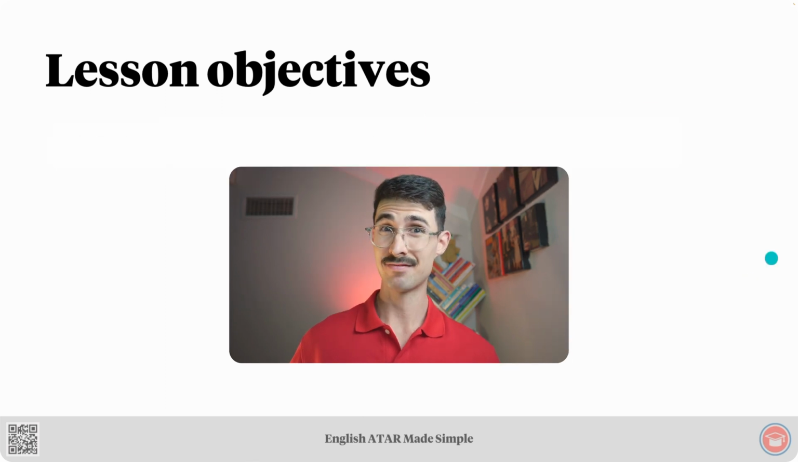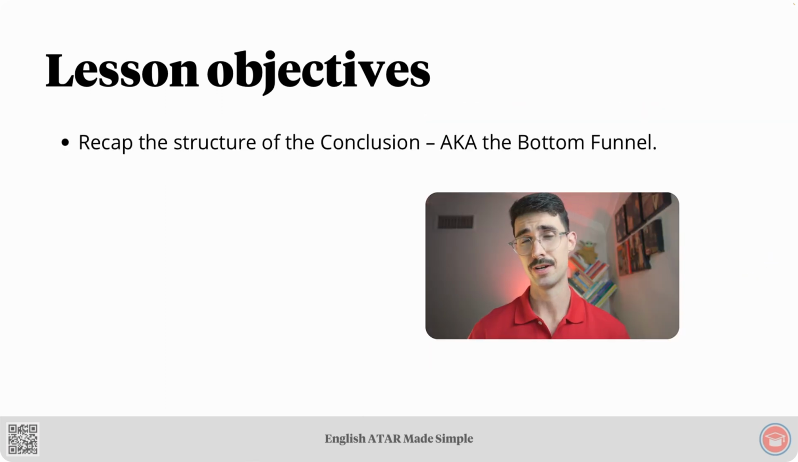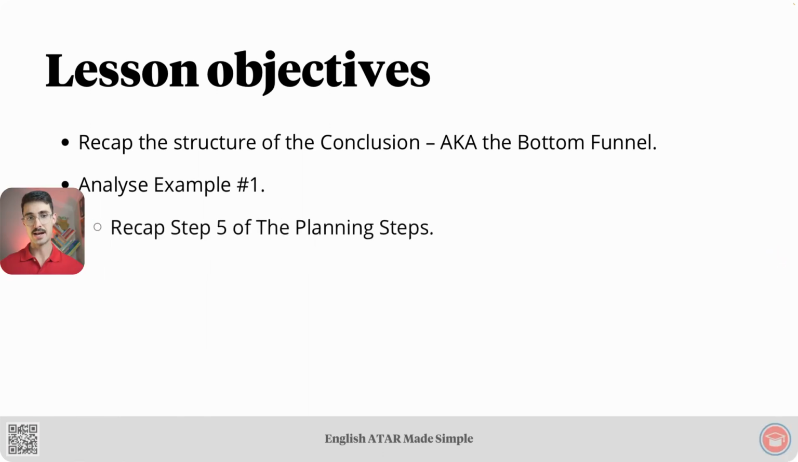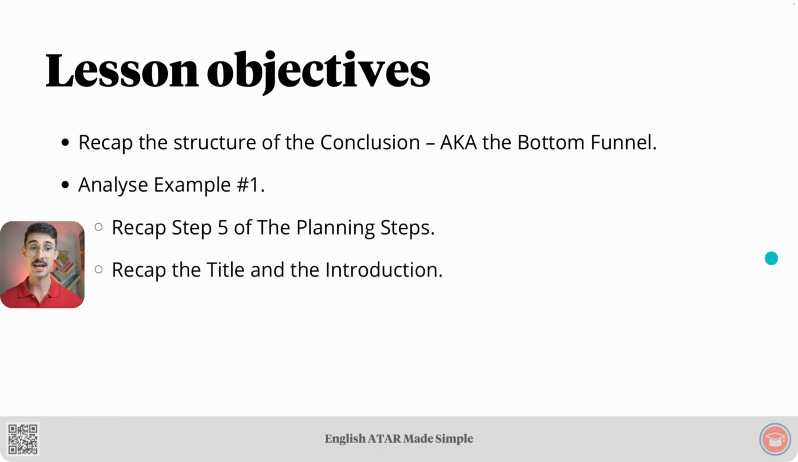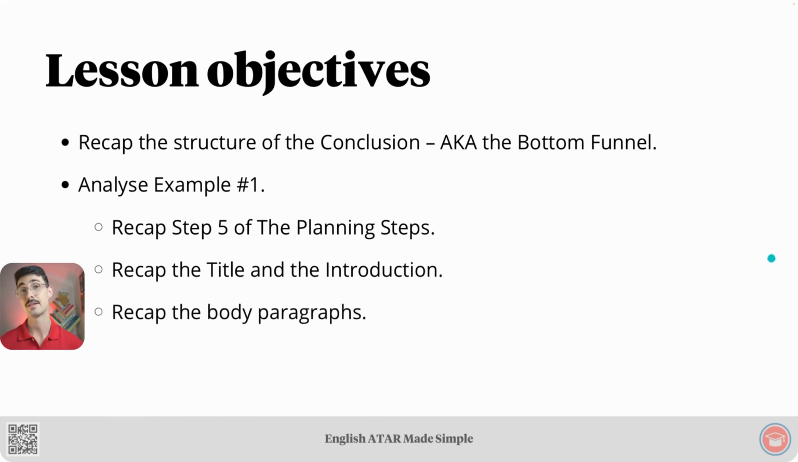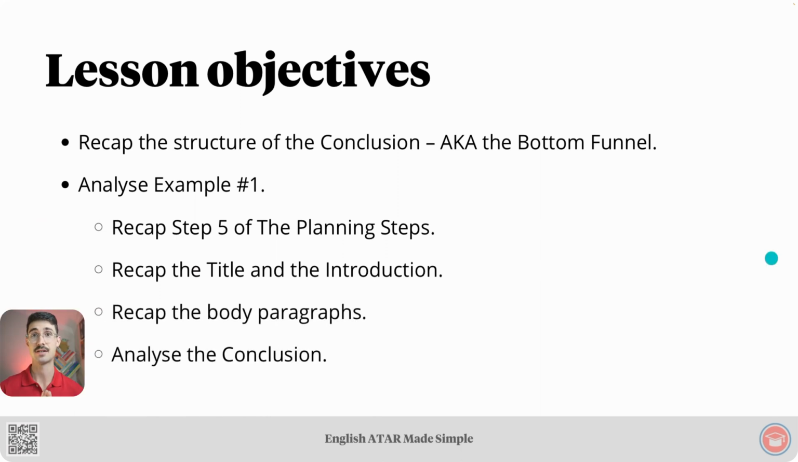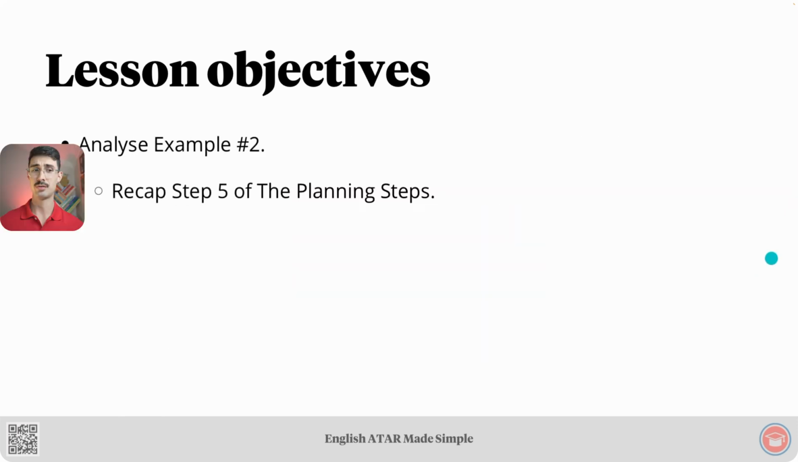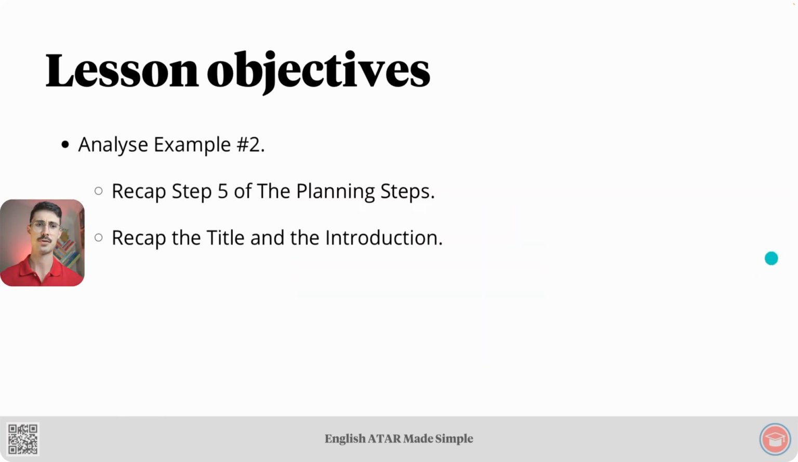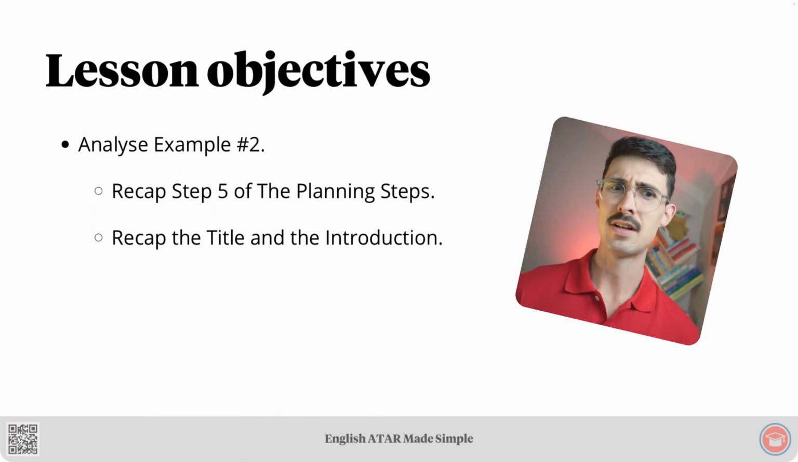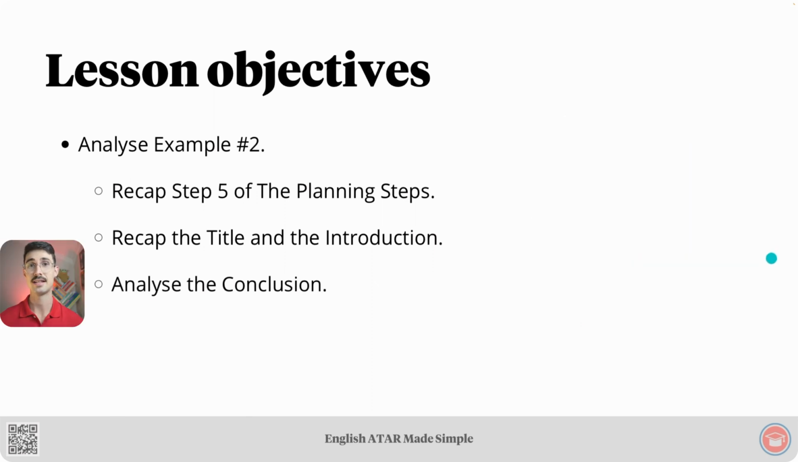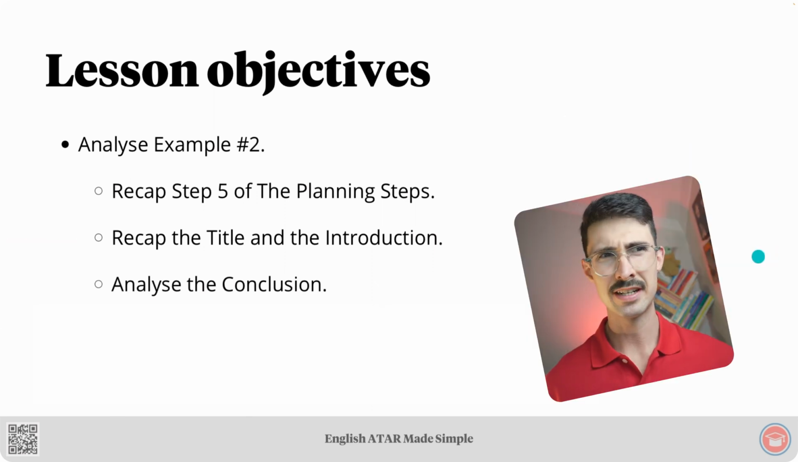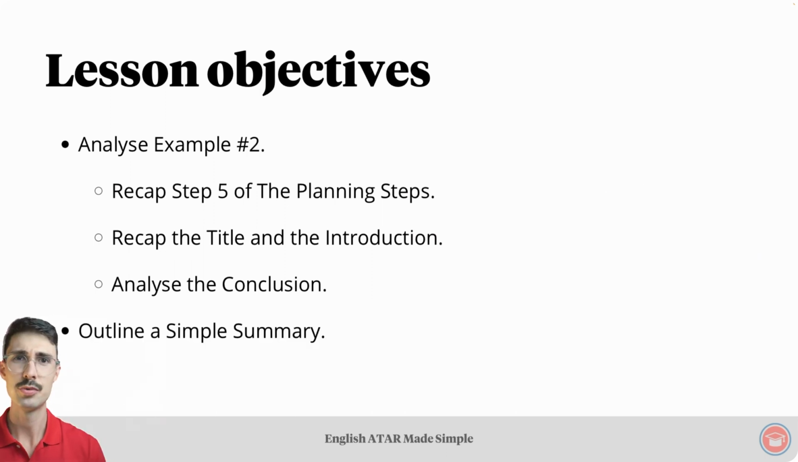Let's do it. Lesson objectives. We're going to recap the structure of the conclusion, the bottom funnel. Then we will analyze example 1 by recapping step 5 of the planning steps, recapping the title and the introduction, recapping the body paragraphs, and then analyzing the conclusion. We'll do a similar thing with example 2. We will recap step 5 of the planning steps, then we'll recap the title and the introduction. We didn't analyze any body paragraphs in relation to example 2, so we'll just skip straight to analyzing the conclusion instead. After that, we'll do this thing that we do at the end of every lesson. We'll outline a simple summary. Then we will say goodbye to persuasive texts for now.